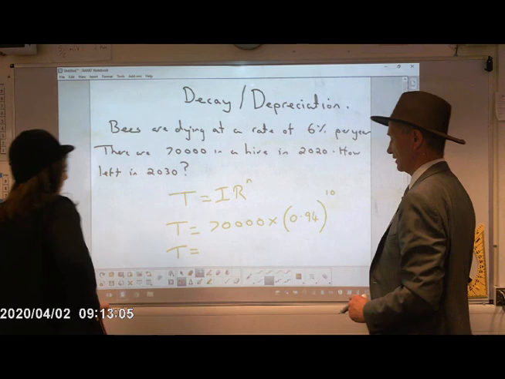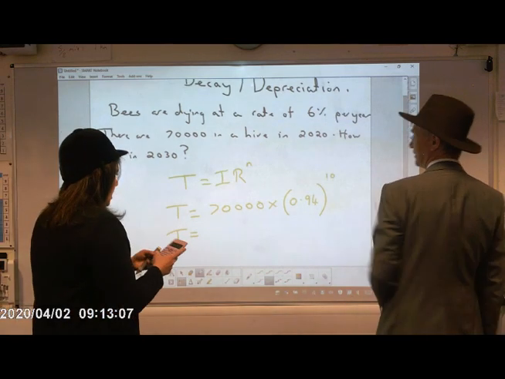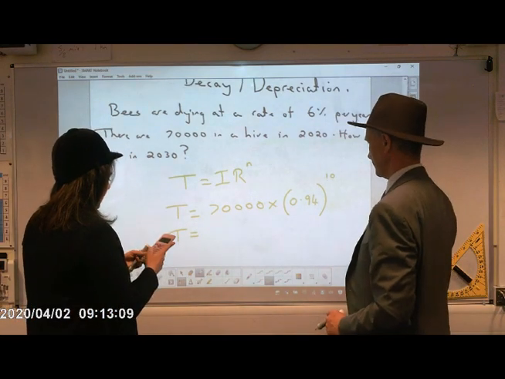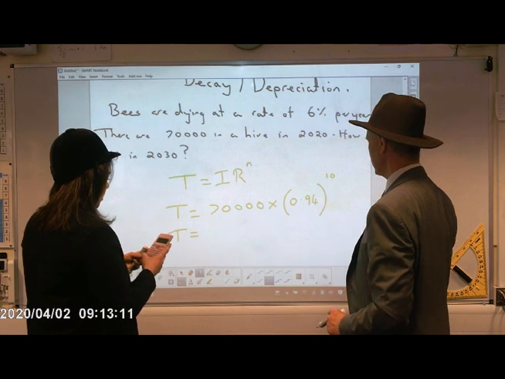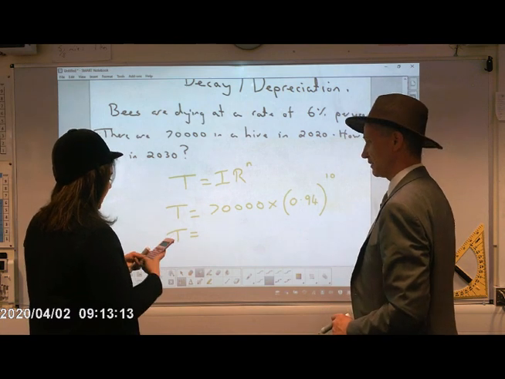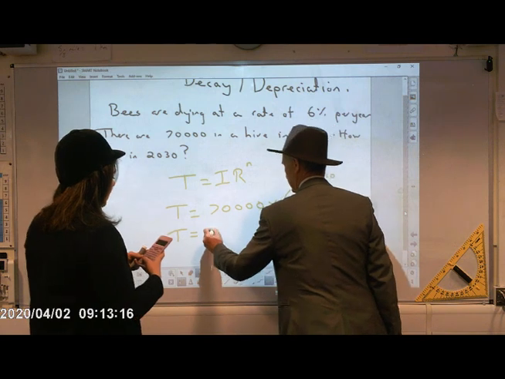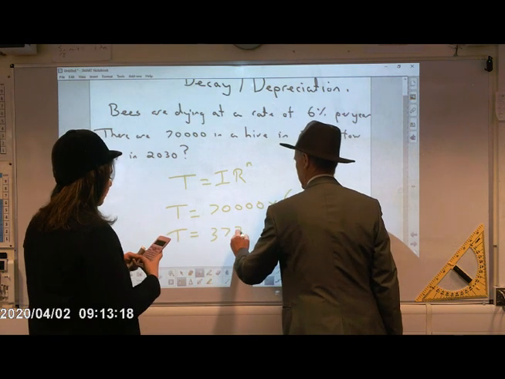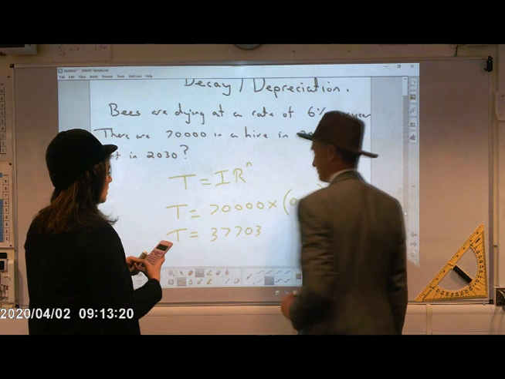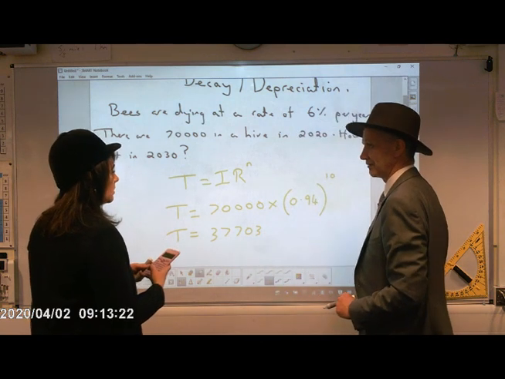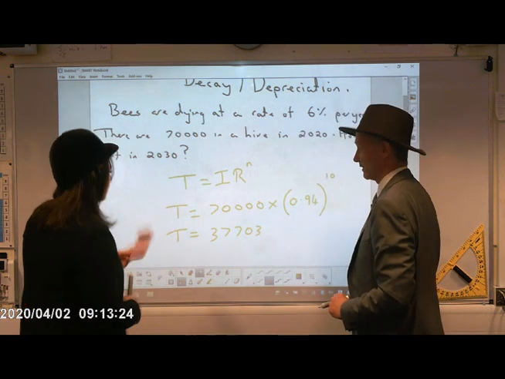I need to whack out the calculator. Here we go. So we had 70,000 bees times 0.94 to the power of 10. We've only got 37,703 bees left. That's really sad. The bees have halved, basically. They have, haven't they? Oh, that's so sad.